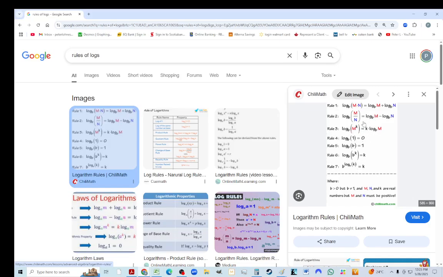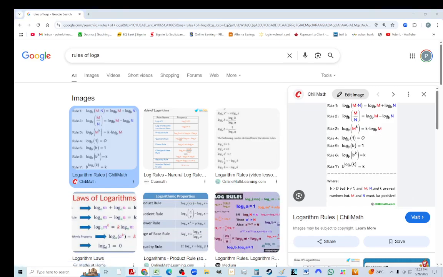The rest of these are straightforward. This one says I can move the exponent in front. This one says when I have the same base being subtracted, I can instead write the numbers m and n divided. This says when it's added, I can instead multiply m and n. And it goes both ways. You can go either direction. And these are the rules you've been covering lately.